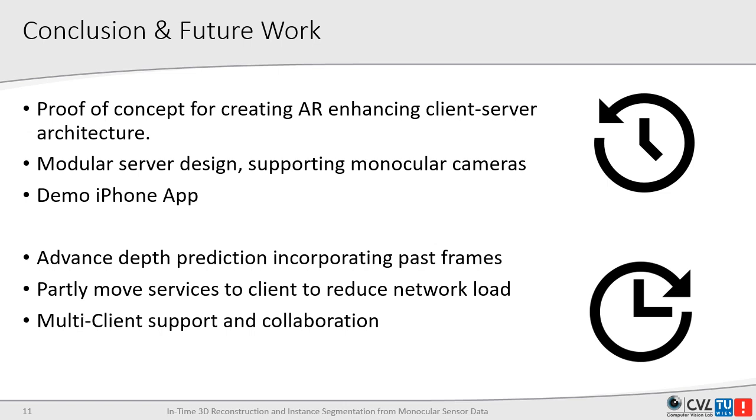For the future, we would like to improve our microservices, starting with depth estimation, where we are at the moment only incorporating individual frames, where it would be good to also look at the past of the predictions to have a more continuous estimation of depth. Also, we want to move as many services as possible to the client to reduce the network load and get an even quicker response. And we want to implement multi-client support since we're already using a server model which is all set for collaboration.